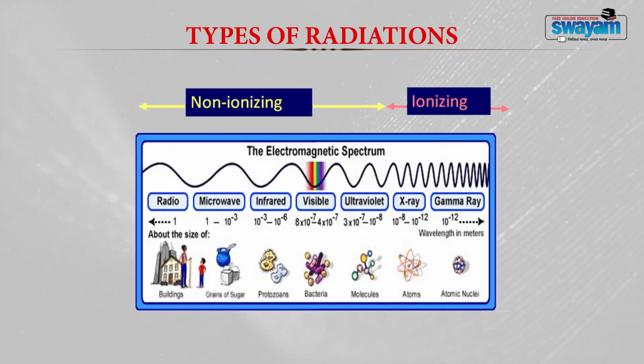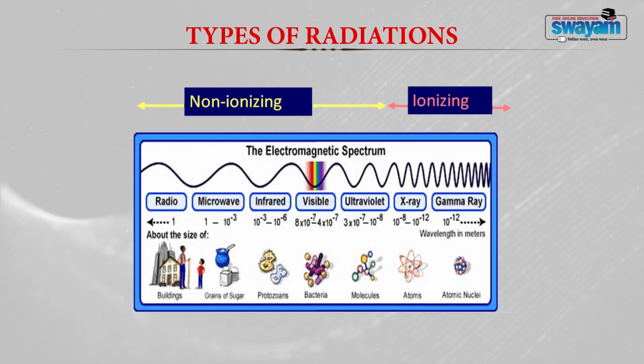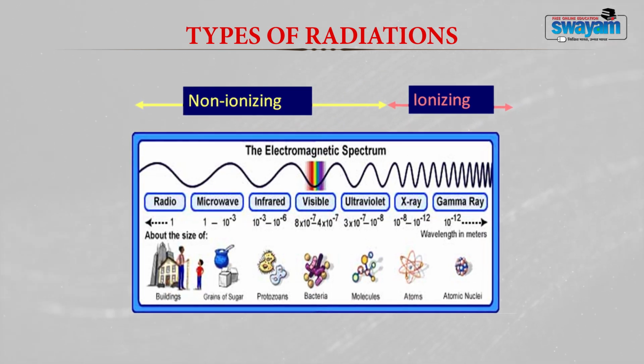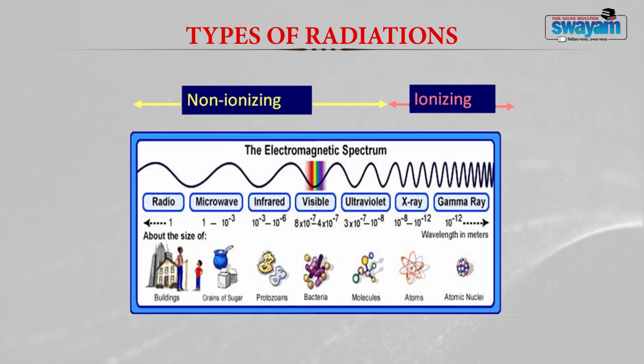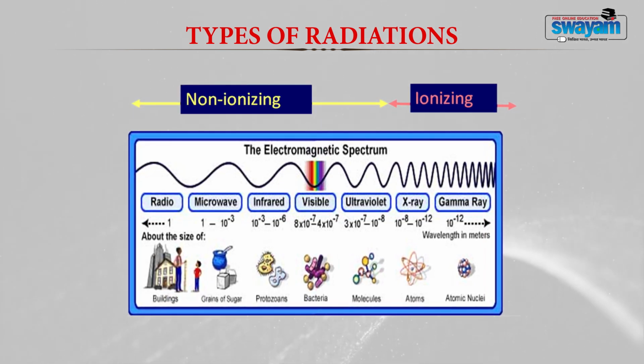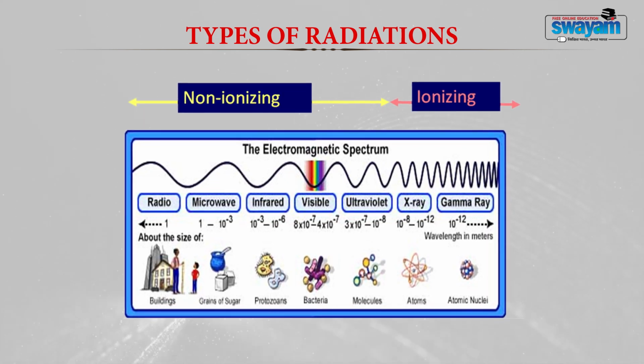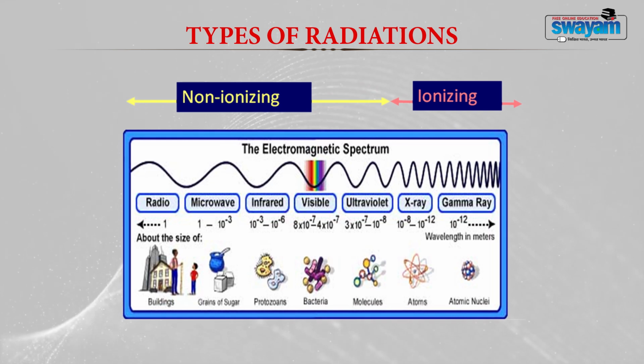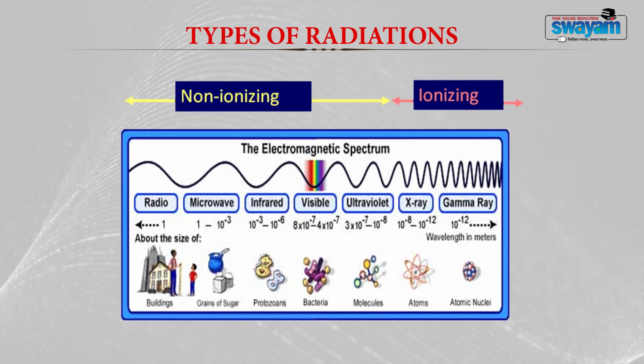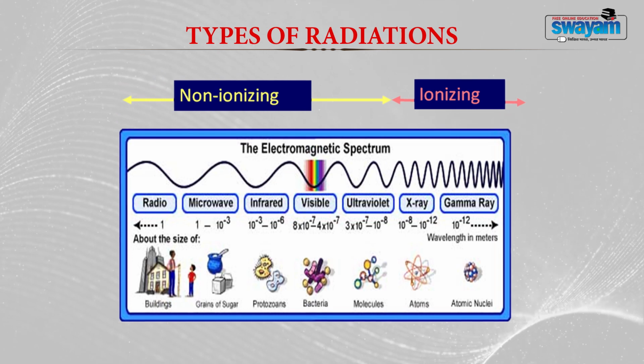To understand the radiations, we should study the electromagnetic radiation spectrum. This figure shows the electromagnetic spectrum. Depending upon the wavelength, radiations can be divided into different types, classified as radio waves, microwave, infrared, visible, ultraviolet radiation, X-rays and gamma rays.